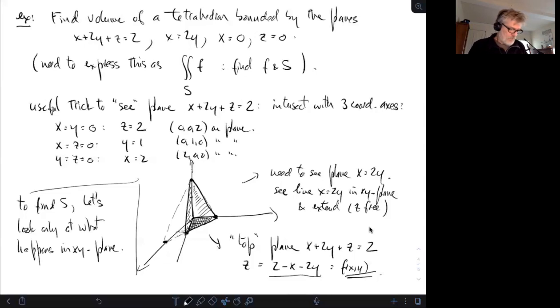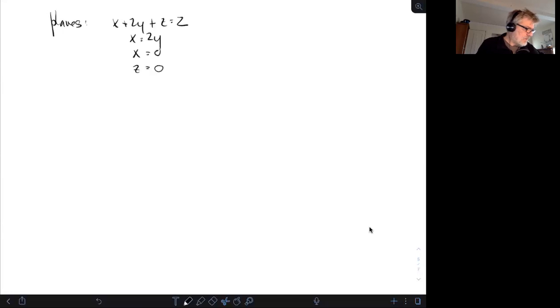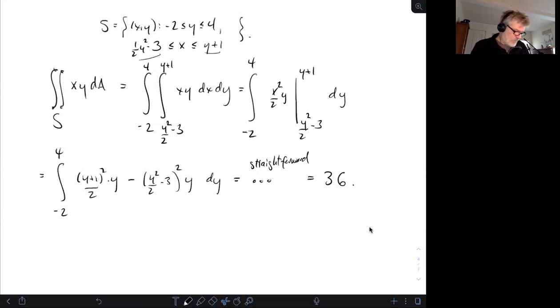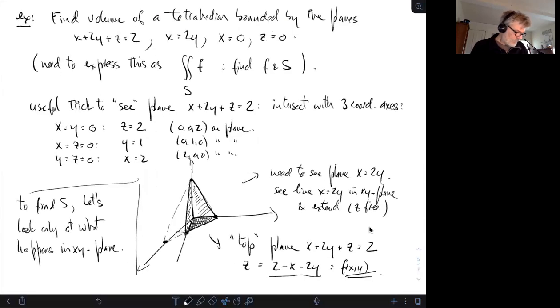Okay, so let's see. Again, the planes that I'm given are x plus 2y plus z equals 2, x equals 2y, x equals 0, z equals 0. Sorry, I'm going to go back and I'm going to just copy this.